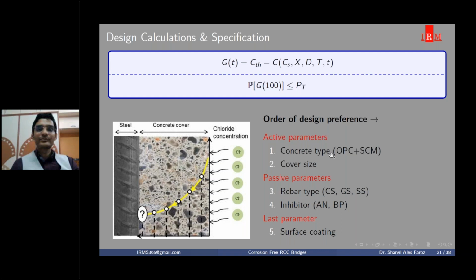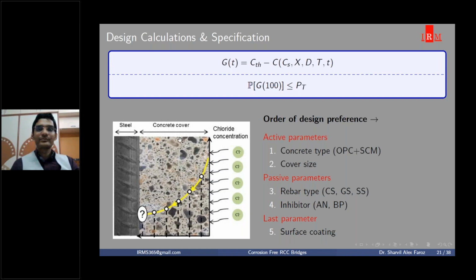One is the concrete type, which will depend upon the diffusion property. Then the second is the cover size which you can use. The third parameter is the rebar type. As you know, one is carbon steel, and there could be stainless steel or galvanized steel. Each will have a different value of CTH, so each rebar will have a different resistance value. Then the type of inhibitor, what kind of inhibitor and how much to put. And finally the surface coating, whether a surface coating should be implemented or not. These are all the parameters which we can manipulate or modify for our design.